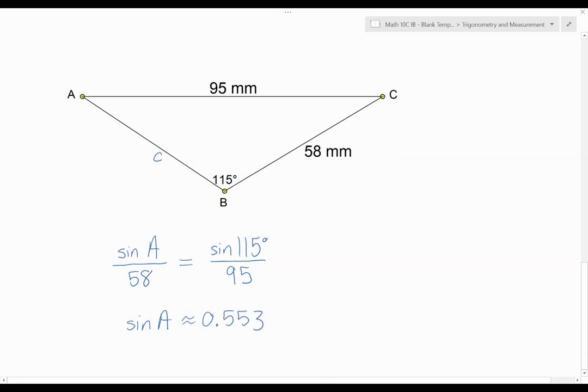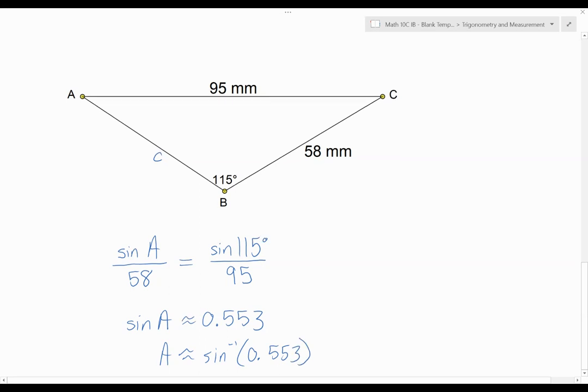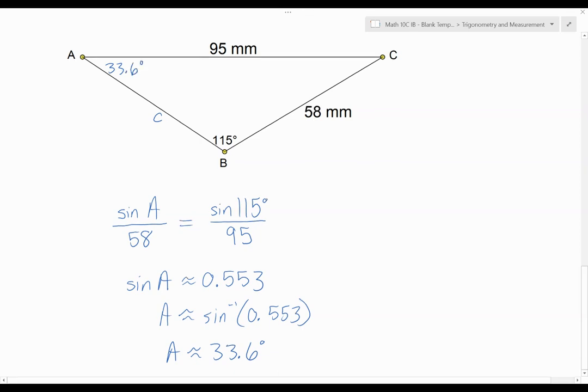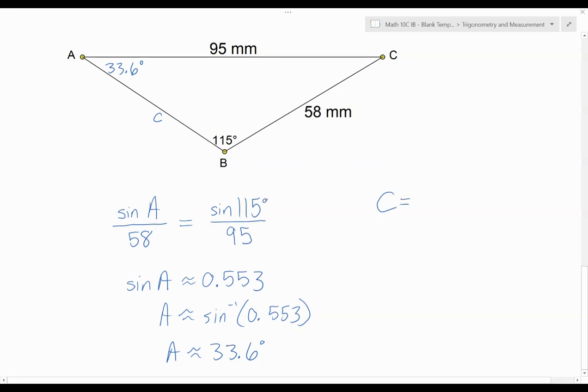So in order to find the angle, I have to use the arc sine. That's the calculator button that has the sine -1 on it. So I take A is approximately sine -1 of 0.553. I'm not going to type 0.553 in my calculator. I'm going to use the answer feature, but I take the arc sine of this answer, and that gives me that angle A has to be approximately 33.6 degrees when I round to 3 significant digits. So 33.6 degrees.